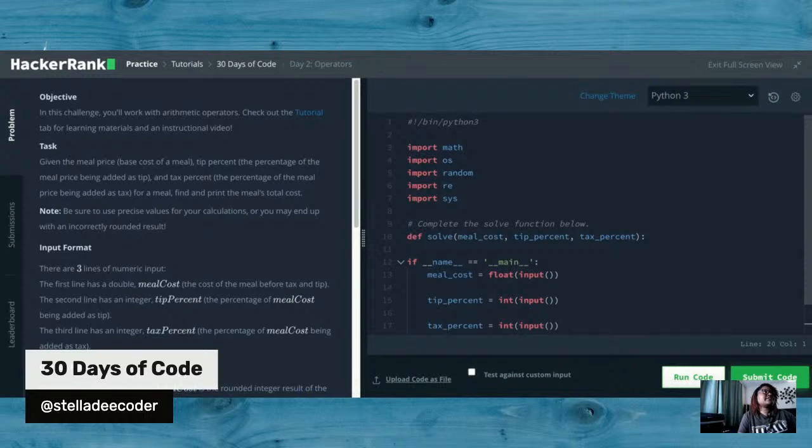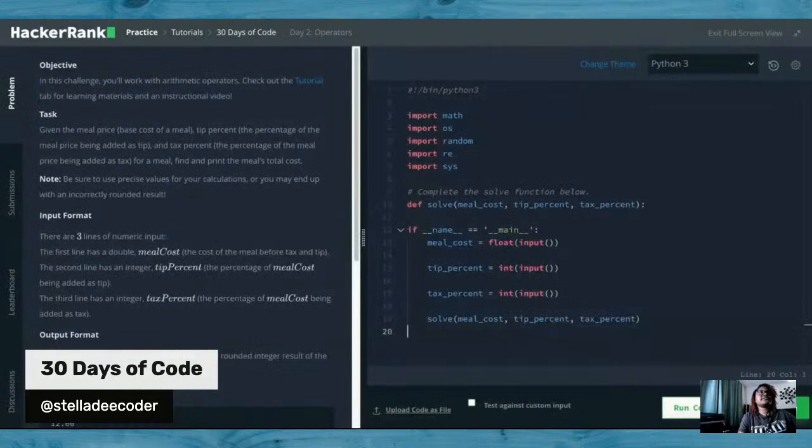So it looks like the task for this program is, let's make it a little larger too, so we can see. There we go. So the task is, given the meal price, which is the base cost of a meal, the tip percent, and the tax for a meal, find and print the meal's total cost.